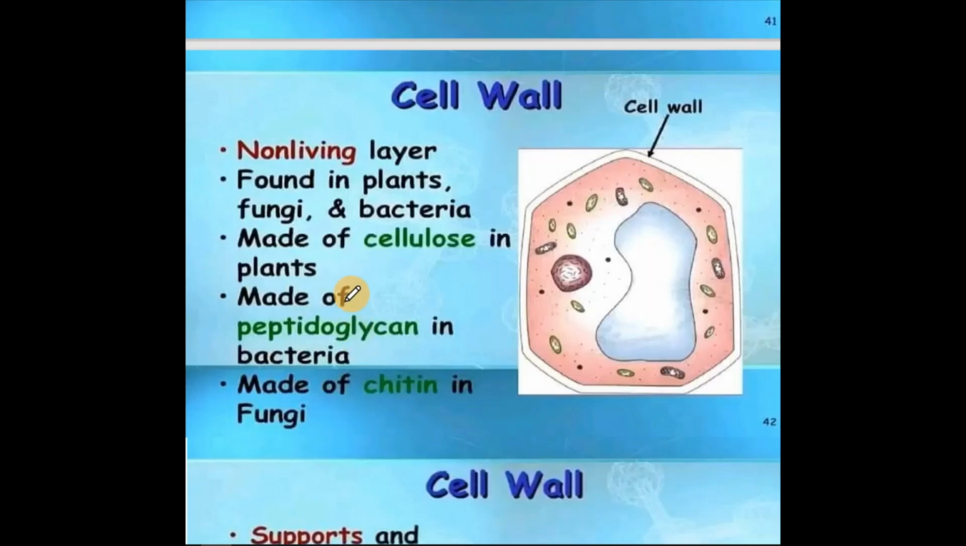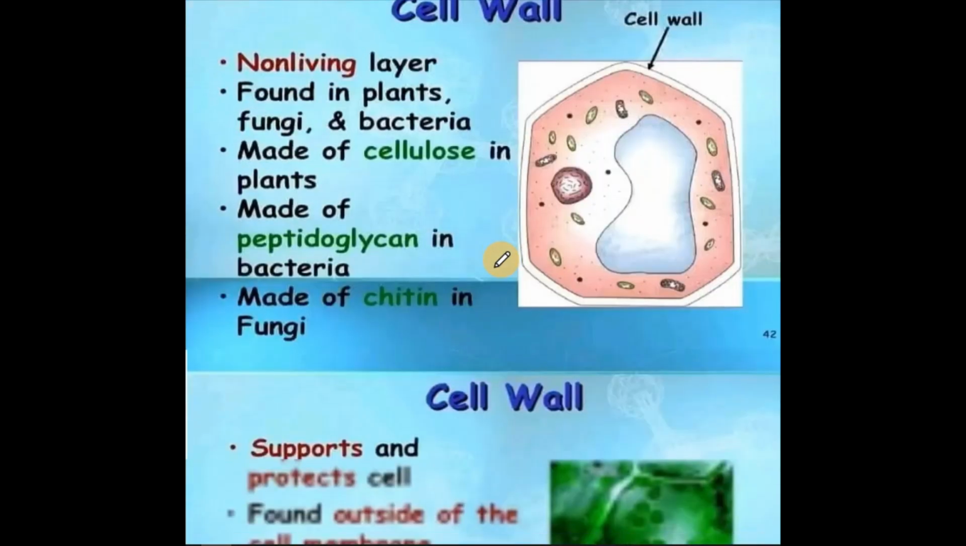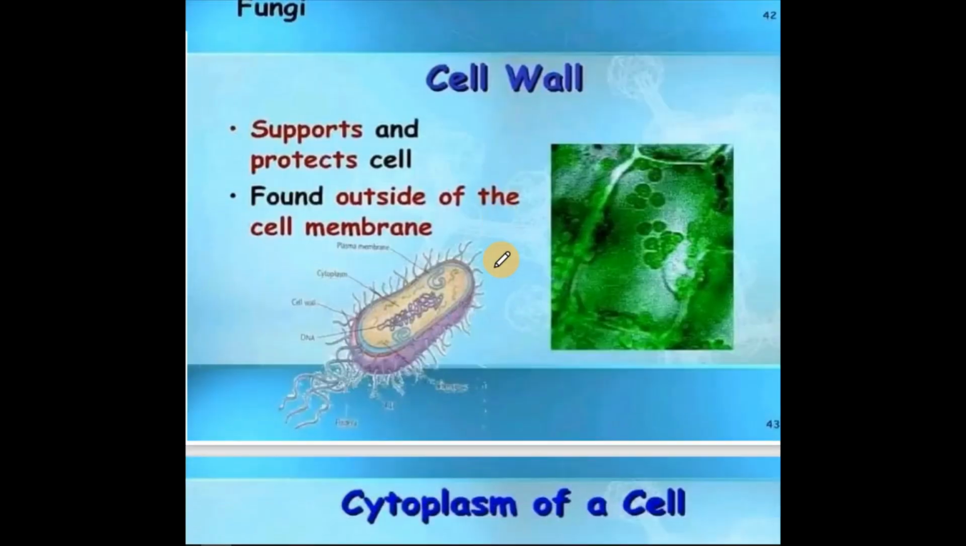So we have complex polysaccharides like cellulose, peptidoglycan, and also chitin. All these three are found in the cell wall, and they give some kind of compactness to the cell wall. Their main function is to support and protect the cell, and they are found outside the cell membrane of the cell.